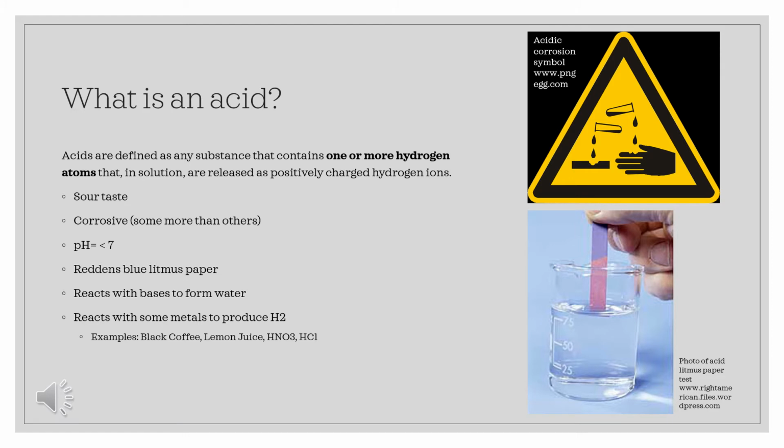Some characteristics of acids include a sour taste, corrosive, which means it burns the skin, and some are toxic. A pH of less than 7 changes the color of certain indicators like the reddening of blue litmus paper, seen in the photo to your right, reacts with bases to form water, and reacts with some metals to produce hydrogen gas. Some examples of acids include black coffee, lemon juice, nitric acid, and hydrochloric acid.